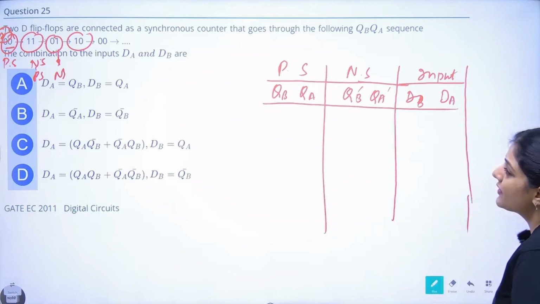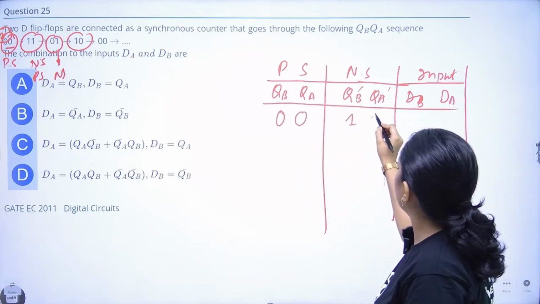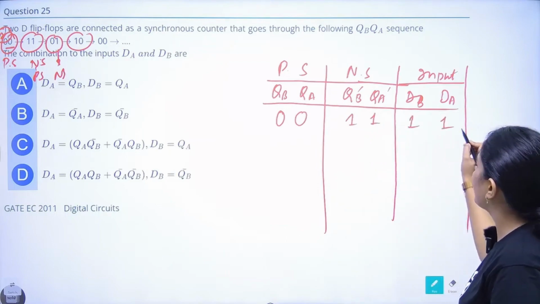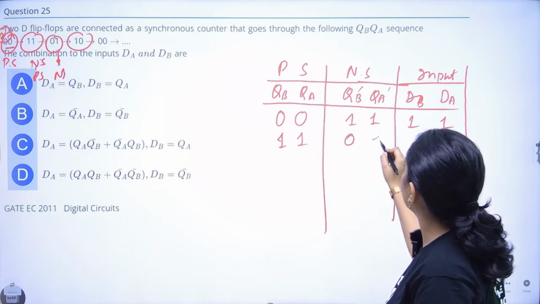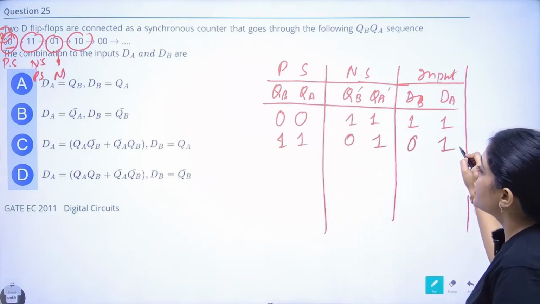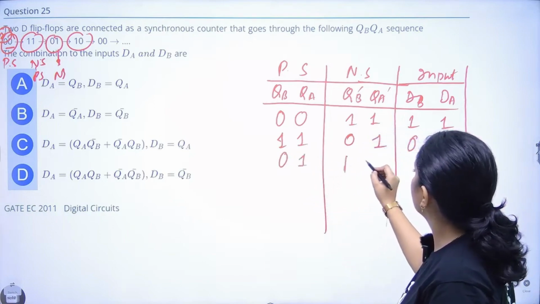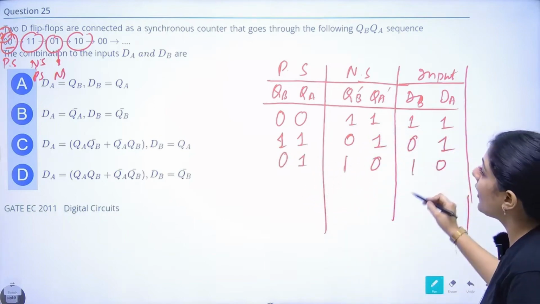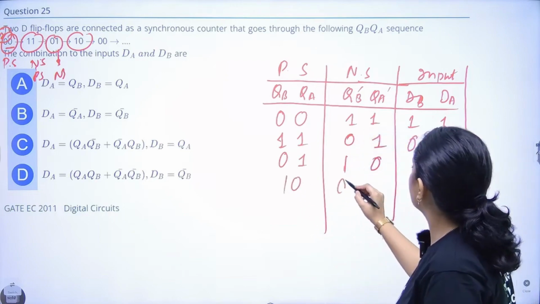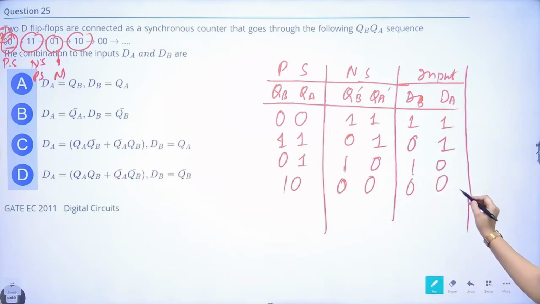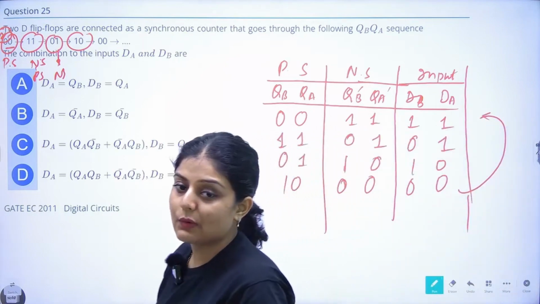How is the sequence moving? From 0, 0 to 1, 1, so inputs will become 1, 1. From 1, 1 to 0, 1, so inputs will become 0, 1. From 0, 1 to 1, 0, so inputs will become 1, 0. And again from 1, 0 to 0, 0, so inputs are 0, 0. And after this, it will repeat itself again and again. So this is the sequence.